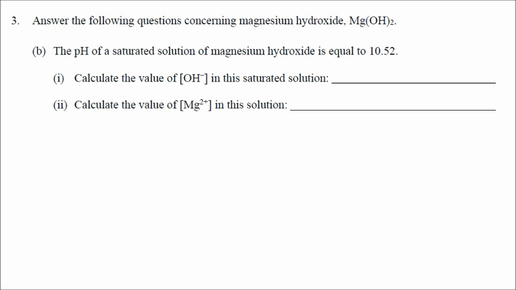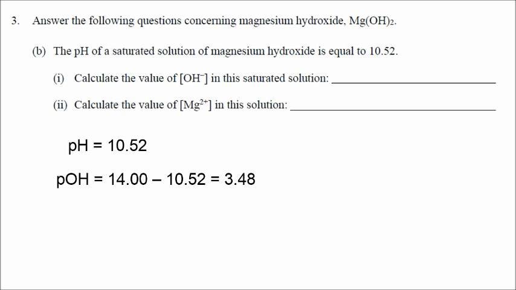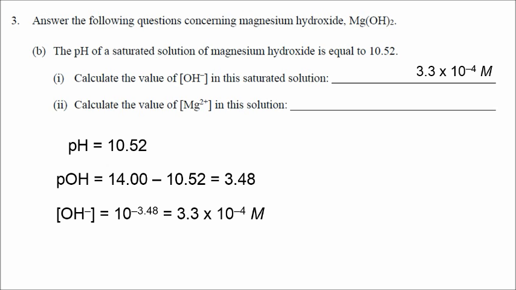In part B, we are given the pH of a saturated solution of magnesium hydroxide. So clearly we're focusing on the hydroxide ion to figure out what that is going to tell us from the pH. pH is 10.52. That means that the pOH is 3.48, and the concentration of hydroxide is 10 to the minus 3.48. So 3.3 times 10 to the -4 moles per liter, that is our concentration of hydroxide.